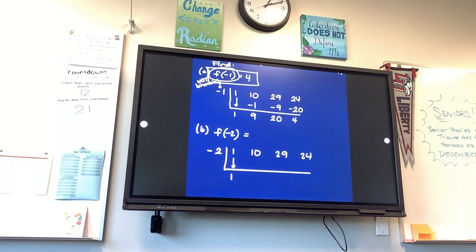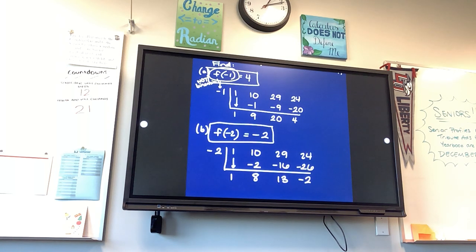Okay, ready? Multiply. Thank you. Add. Multiply. Add. 13. Good. Multiply. -26. And add. -2. And the answer to f at -2 is -2. Excellent. Have we caught on yet? These are not difficult. You just have to know how to answer and what you're doing here.